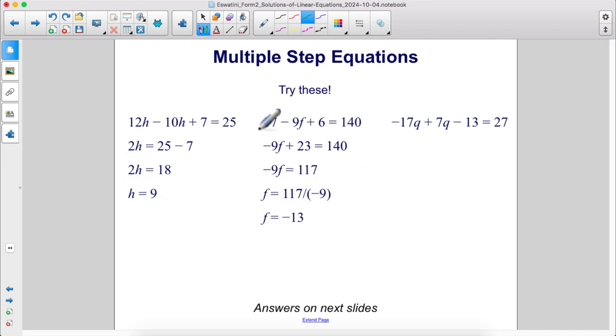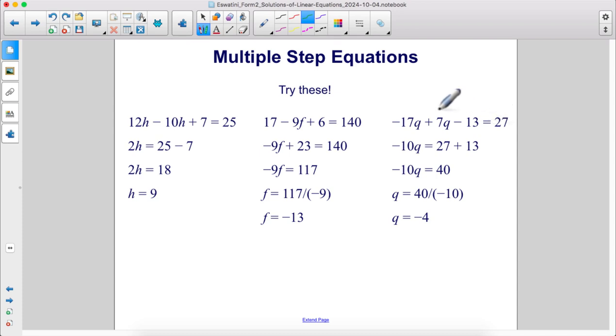Alright, the first step is to combine the like terms. 17 plus 6 is 23. Now we solve. We're going to subtract 23 from both sides, and we get negative 9f equals 117, because we subtracted 23 from both sides. Then we're going to divide both sides by negative 9, giving us f equals negative 13.